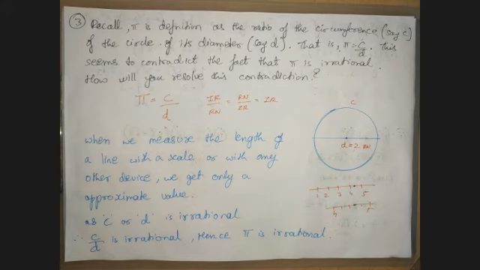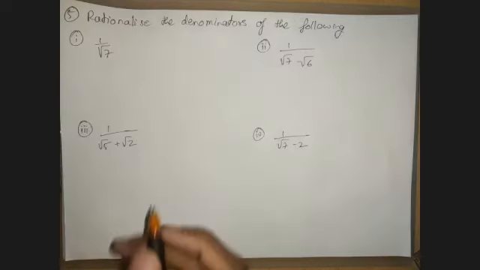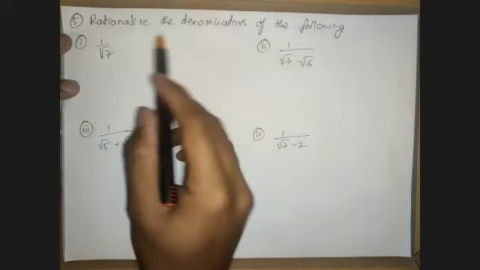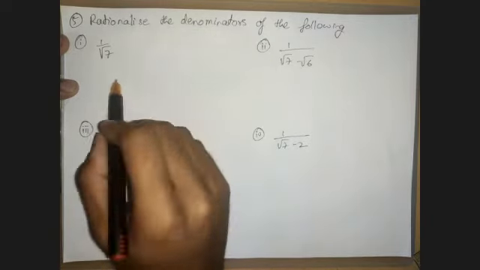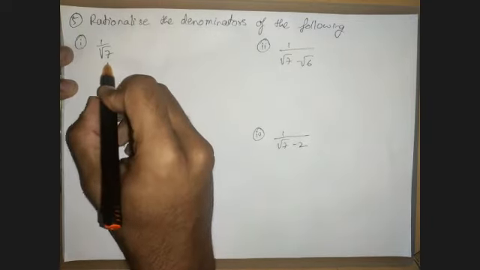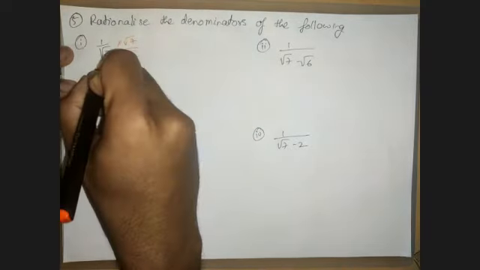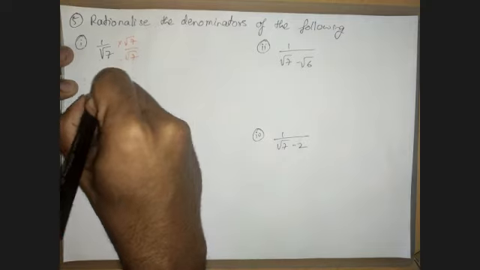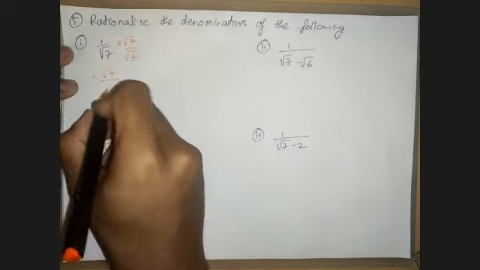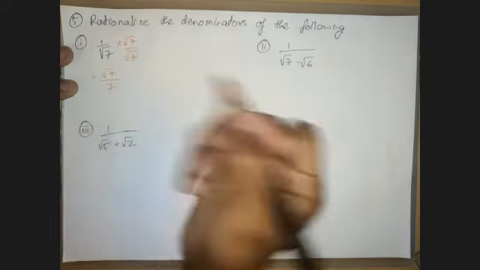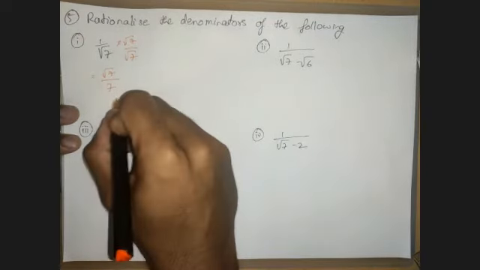Now the fourth problem is about plotting it on the number line, which we have already seen in the second video. So we'll go to the fifth problem. Now let us look at the fifth problem: rationalize the denominators for the following. We have to rationalize 1 by root 7. What do we do? We multiply by root 7 and divide by root 7. In the numerator, root 7 remains the same. Root 7 into root 7 is root 7 square, that is 7 itself. So root 7 by 7, it is rationalized.